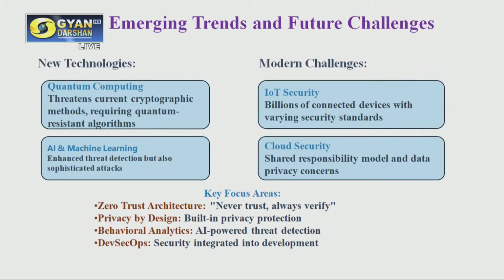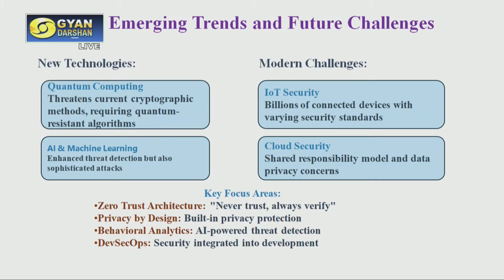Right. Another challenge is cloud security, because we are already moving our data to the cloud. We use cloud services each day, like Gmail and others. Cloud security is actually a shared responsibility model with data privacy concerns. So what are the key focus areas? One is zero trust architecture, which is a research topic of today's world, how we can implement zero trust architecture.